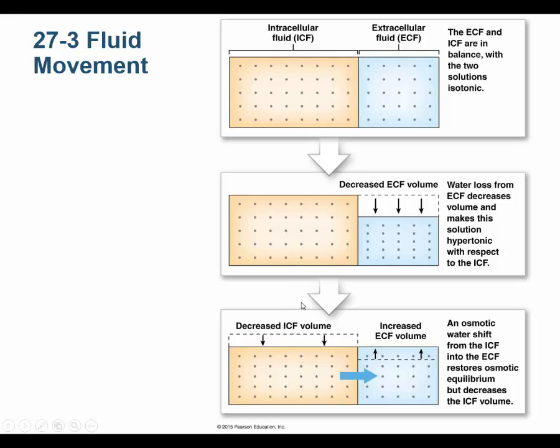All right, what happens when we have an imbalance? We rebalance it. So, for example, here's an isotonic solution. Your cells are isotonic to your extracellular fluid. It's usually that way. All right, but we lose water from our extracellular fluid. It could be you're hemorrhaging. It could be you sweated a great deal. Whatever it is. All right. You lose water from your extracellular fluid. You didn't lose these solutes though. That makes this hypertonic. To what? To this, which is hypotonic.